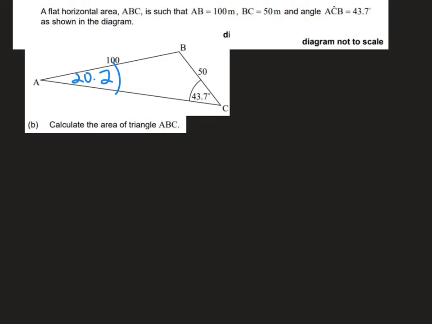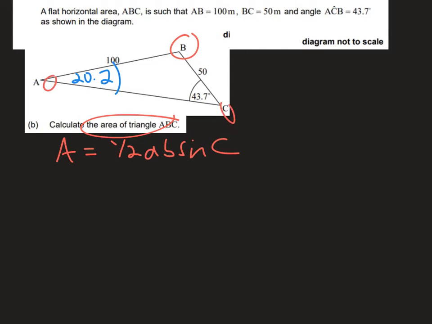Part B asks us to calculate the area of triangle ABC. Now, we don't have the perpendicular height here, so we're going to have to use the area of a triangle using trig. The formula is half ab sine C. Obviously, here we've got a triangle labelled A, B, and C, so it can all get a little bit complicated. Remember, in the formula, the a and the b are the two sides that sandwich the angle.